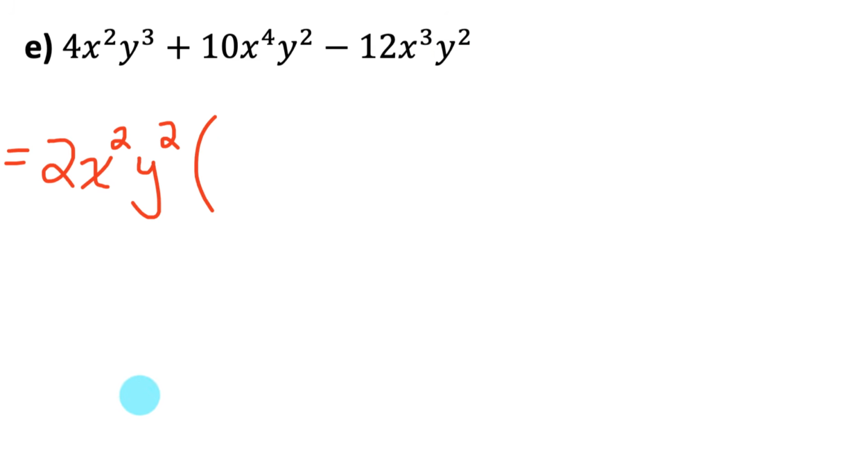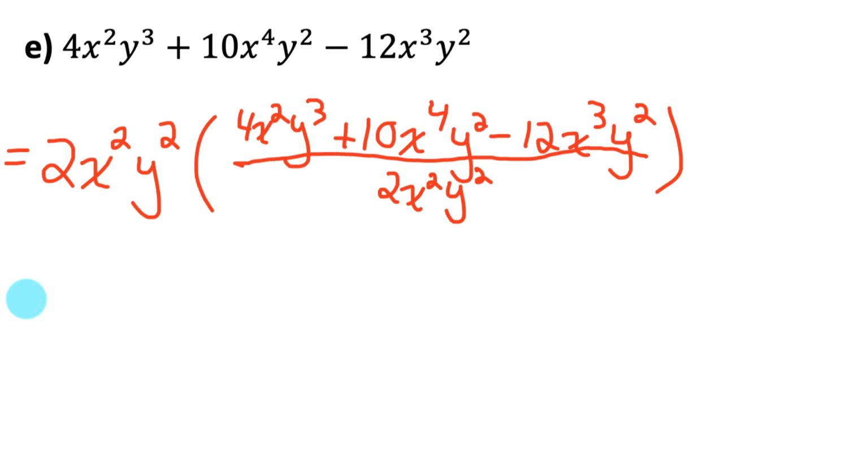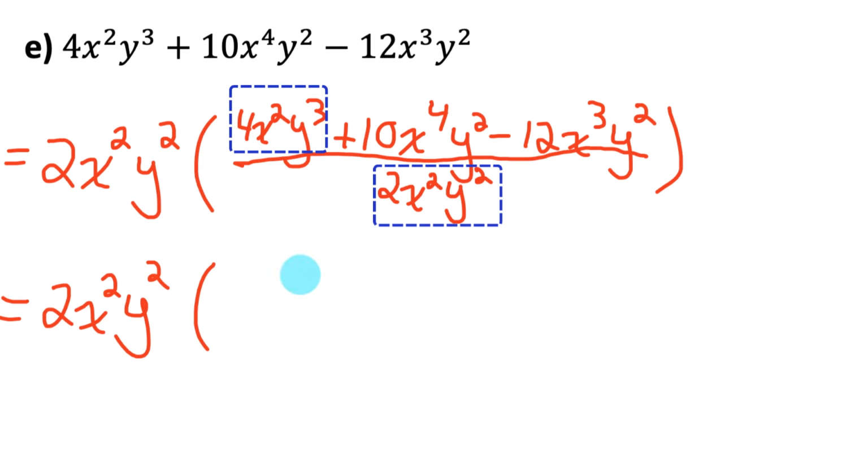My greatest common factor between all 3 terms is 2x squared y squared, so I'll have to divide all 3 terms by that greatest common factor. Let me write that. Let me rewrite my first factor, and then in brackets, let's do all of the division to simplify it. Let's divide the first term by the greatest common factor. 4 divided by 2 is 2. X squared over x squared, those cancel out, that's x to the 0. And y cubed over y squared is y to the 1.